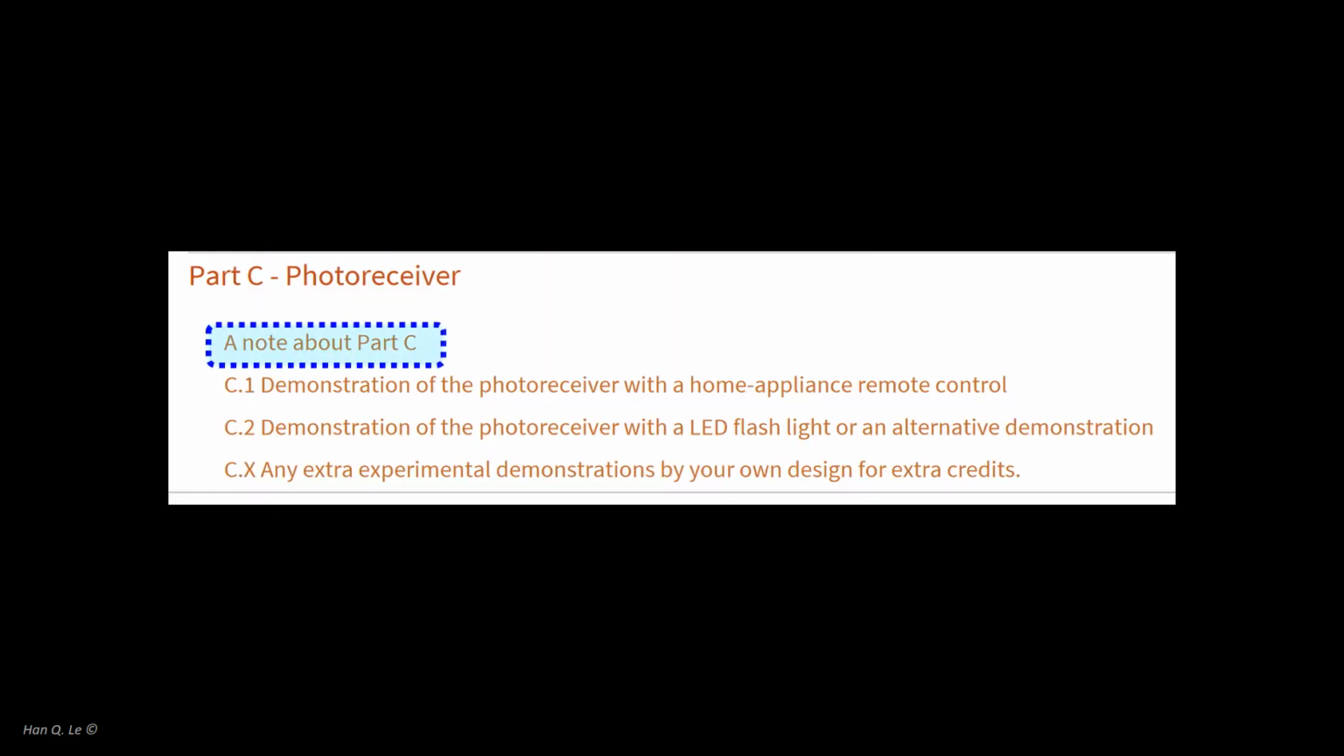Part C is to demonstrate at least two simple tests of the optical receiver. One is a test with a remote control. The other is your choice. You are strongly encouraged to be resourceful and creative, and come up with your own experimentations and demonstrations. Of course, you can choose to do demonstrations similar to those in this video. This note is only to say that you don't have to, and can choose whatever interests you the most.